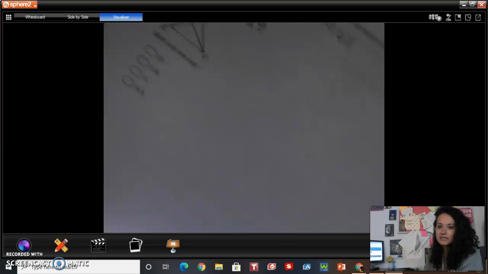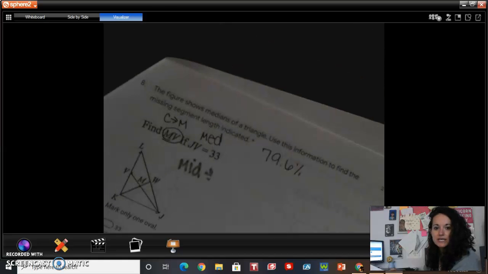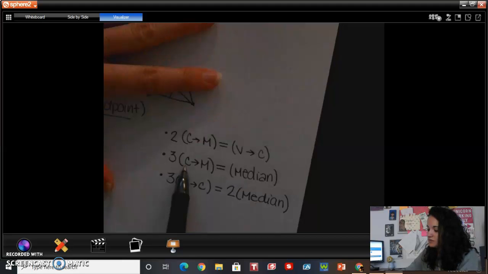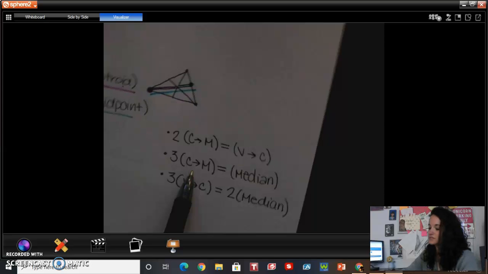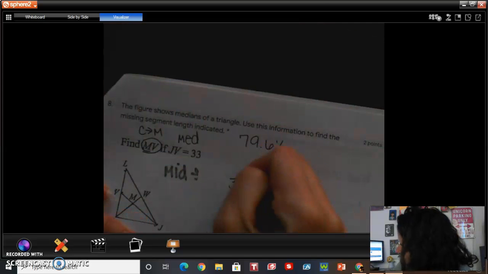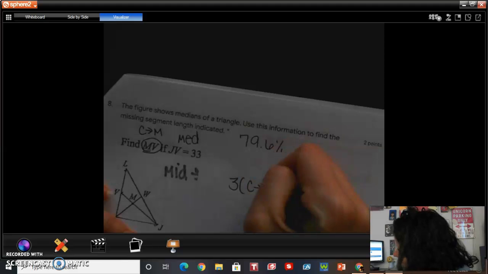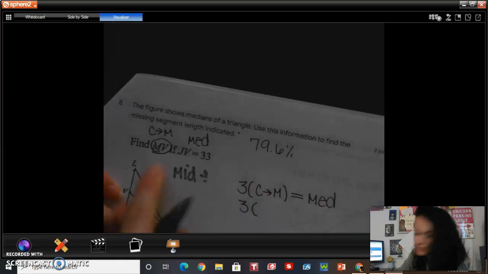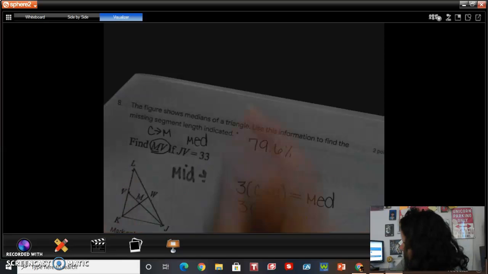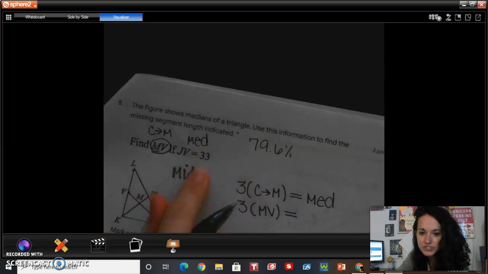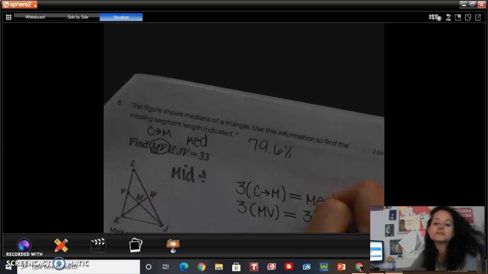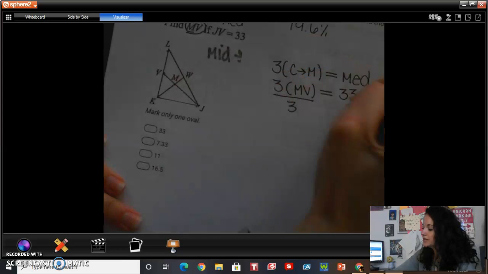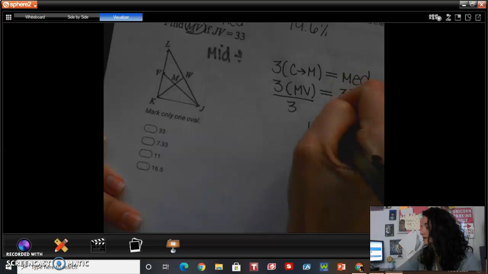Okay, so I'm going to turn back to that page. We're dealing with centroid to midpoint and median. So let's see. Aha, right here. Centroid to midpoint and median. So here's the formula we're going to use. So I know I'm going to use the formula 3 times centroid to midpoint equals the median. So let's plug in what we know. 3 times our centroid to midpoint is MV equals our median, which is 33. Okay, so now we want to solve for MV. So to do that, we would divide by 3, giving us our final answer is 11.